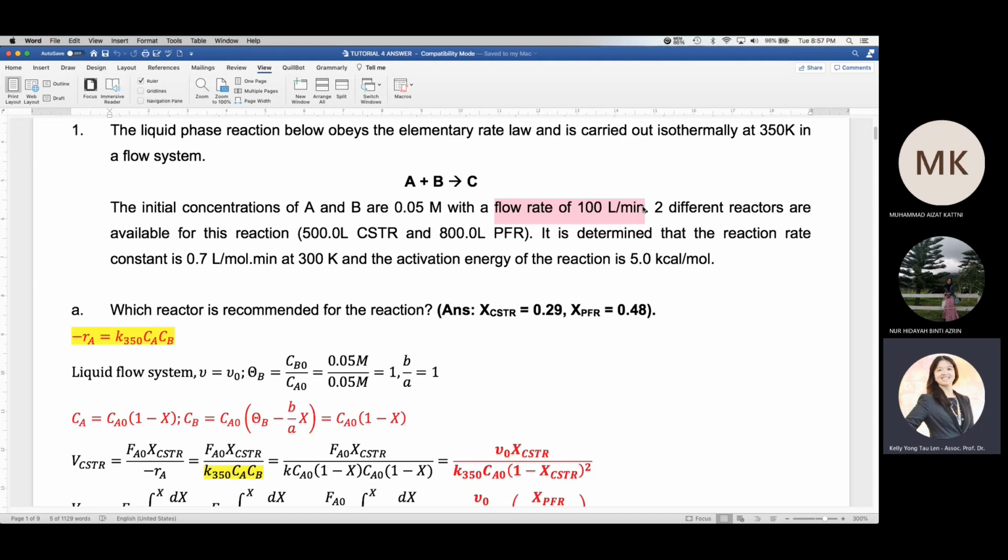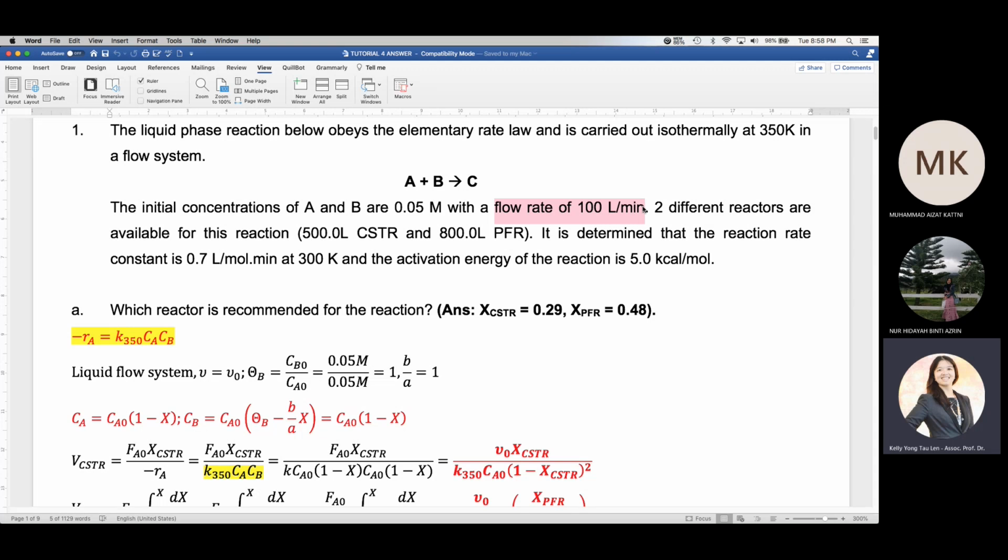Okay, saya dah pernah ajar kalau liquid phase, if you have liquid phase reactant or liquid phase system reaction, inlet, outlet volumetric flow rate ni adalah sama. Sebab tu dalam soalan dia tak payah cakap initial, dia tak payah cakap outlet. Sebab kalau liquid phase, it is the same.